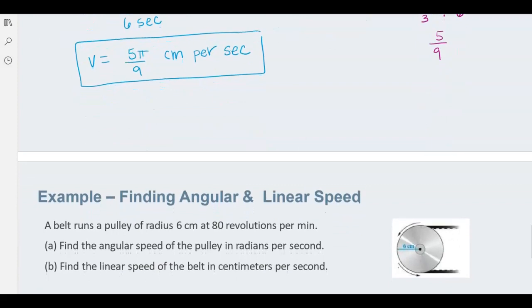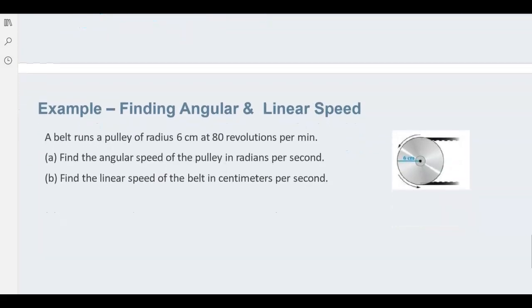All right, let's do a different example. This example has more of an application rather than just being some random point that's moving around. A bicycle wheel or something. This is a pulley system where we've got this belt that's wrapped around the outside. And it's telling us that the belt runs on a pulley. The radius is 6 centimeters, and it's moving at a speed of 80 revolutions per minute. We want to find the angular speed of the pulley and then also the linear speed.